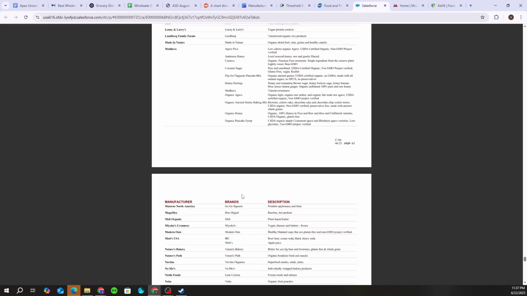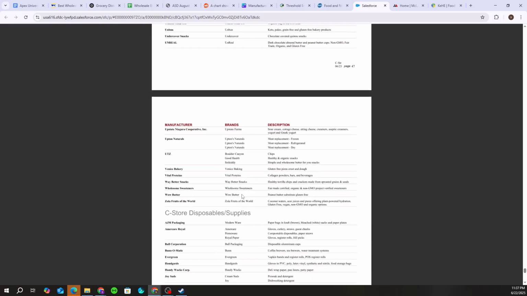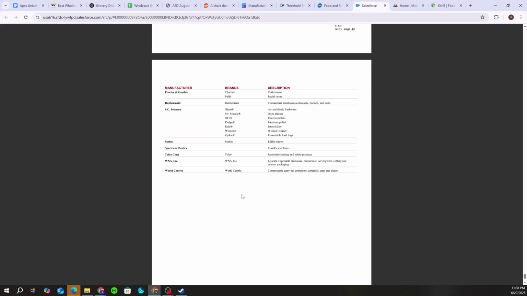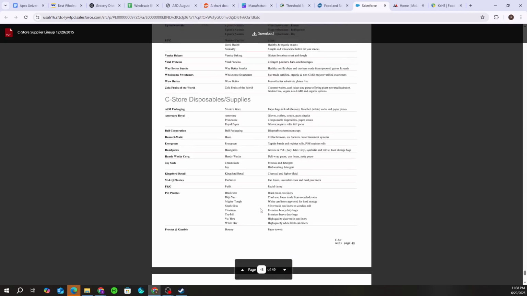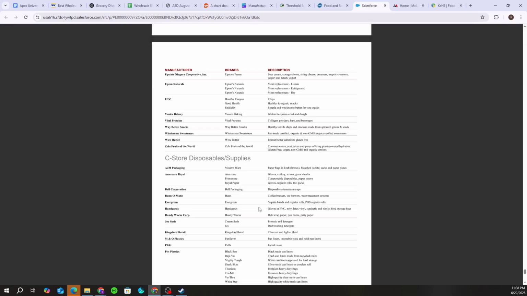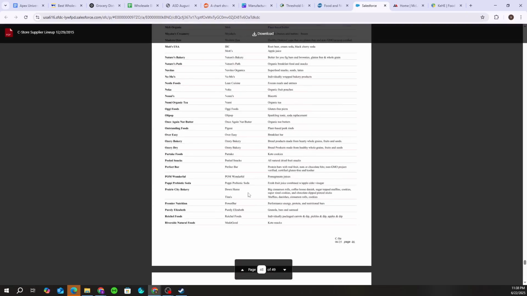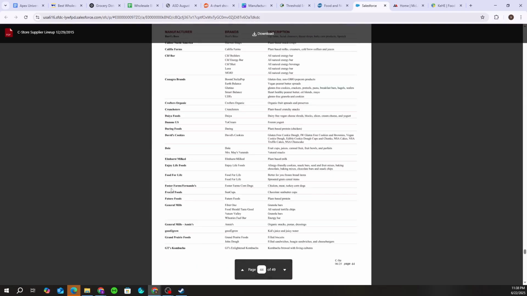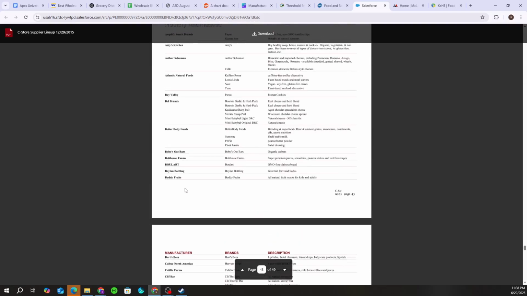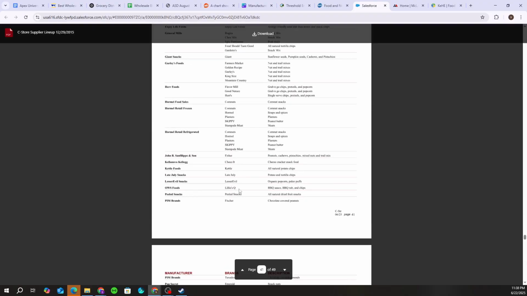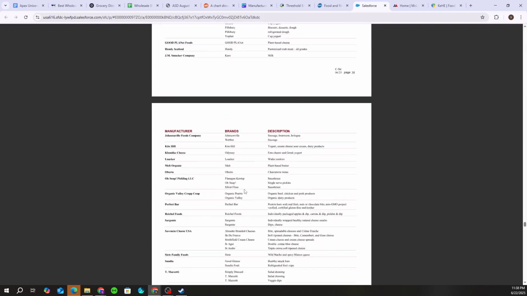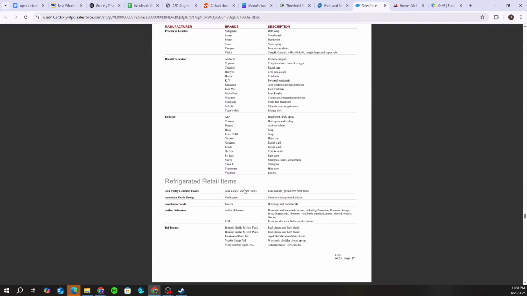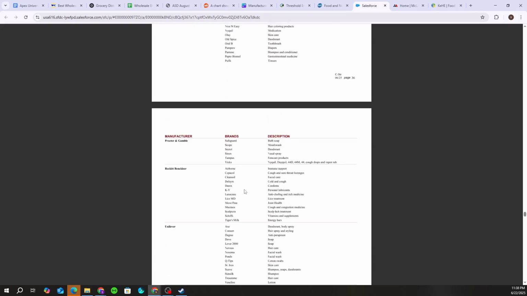Let's see. I know they said they have some drug products. Okay, they have Rubbermaid, SC Johnson, Ziplocs. And it's alphabetical order, I'm assuming. No, it's not. Okay. Would have been a lot easier if it was. Q-tips.